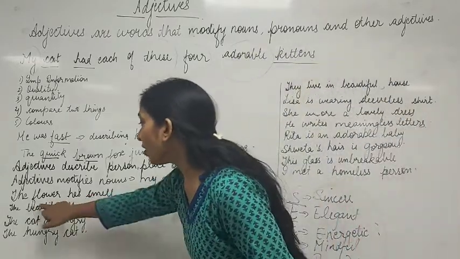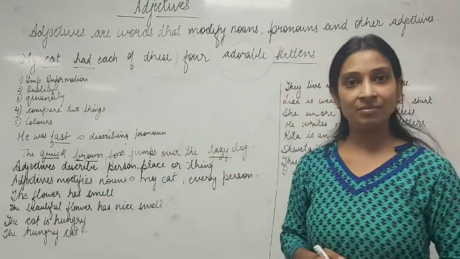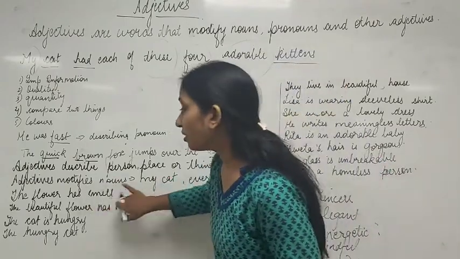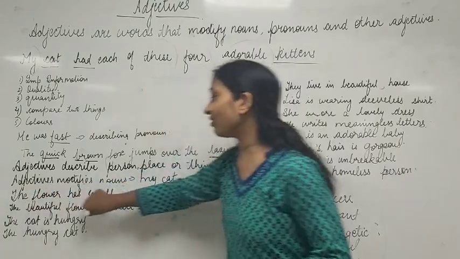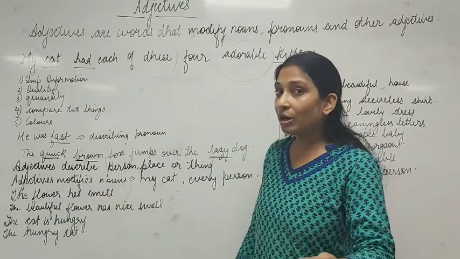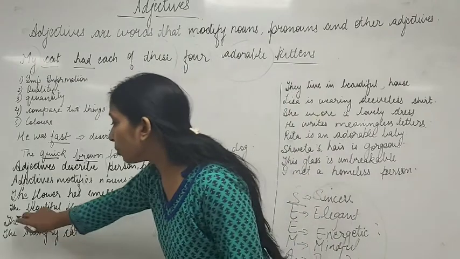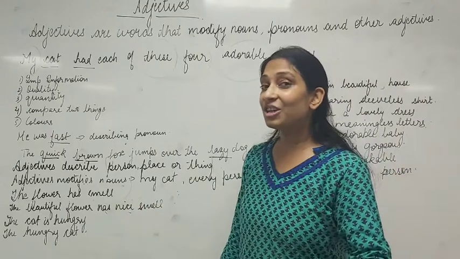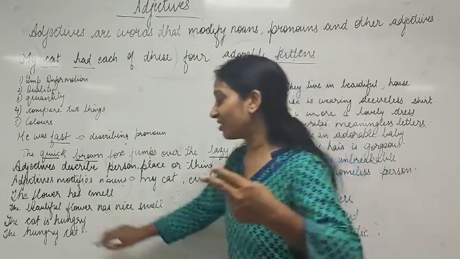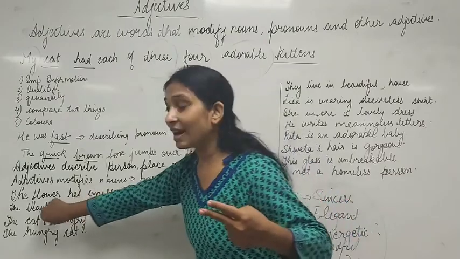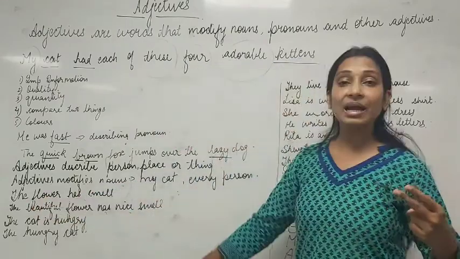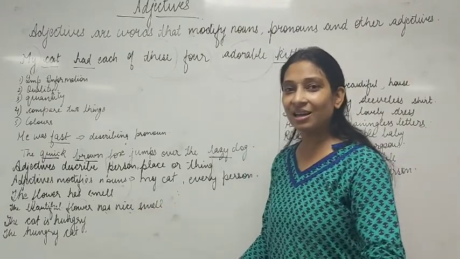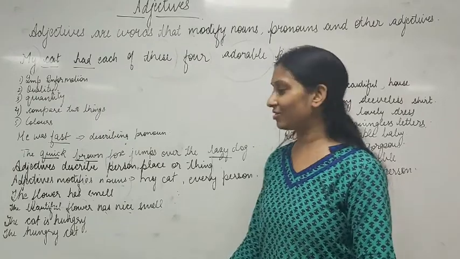Now a few more. The flower has smell. Here, the flower has smell has no adjective. But if I want to put adjectives in this sentence, then how am I going to put them? The beautiful flower has a nice smell. Now how many adjectives have I used here, children? Two adjectives. I have described the word flower as beautiful. I have described the word smell as nice. So can we use adjectives in our daily lives? Yes, we use adjectives in our daily life.